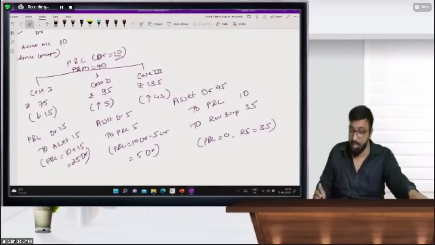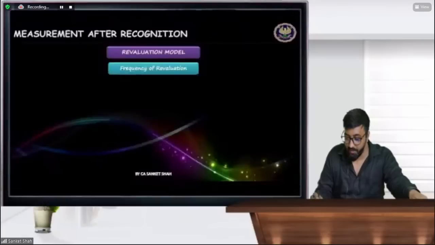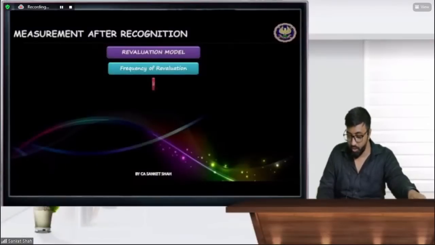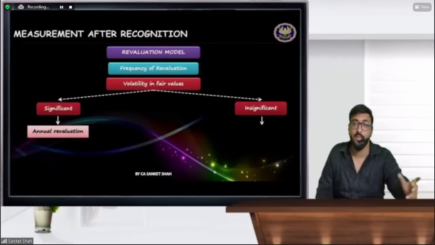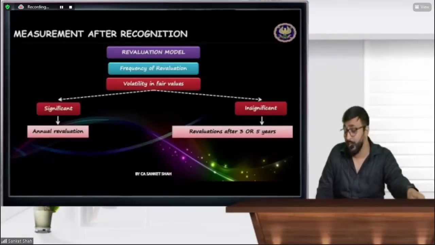So this is how subsequent revaluation is there. You can see the revaluation technique. Significant, insignificant, annual. Significant means important. Every time there is a revaluation, in how many years should we do revaluation? If it is a significant item, significant property, plant and equipment, then annual revaluation. If insignificant, it is 3 years to 5 years.